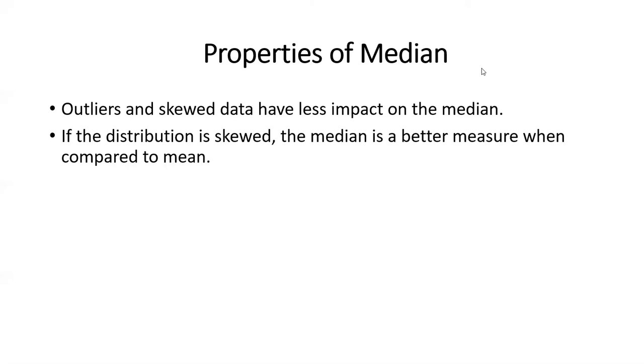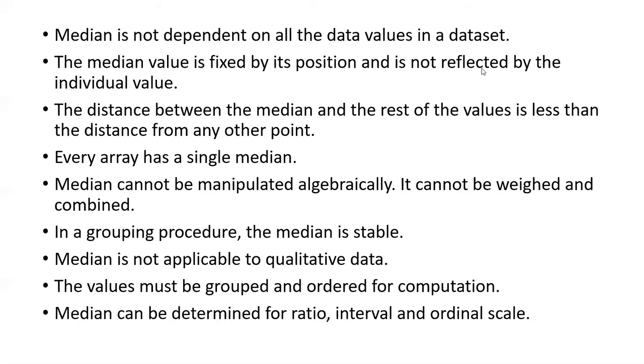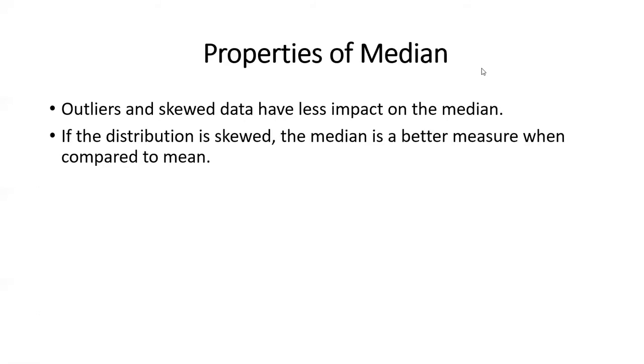Outliers and skewed data have less impact on the median. Outliers and skewed data will not have that much impact on the median. Then if the distribution is skewed, the median is a better measurement as compared to the mean. Whenever skewness exists in the data set, meaning the mean, mode and median are not equal, a bell-shaped curve is not formed. We will study further, don't worry. Median is the best measure as compared to mean.